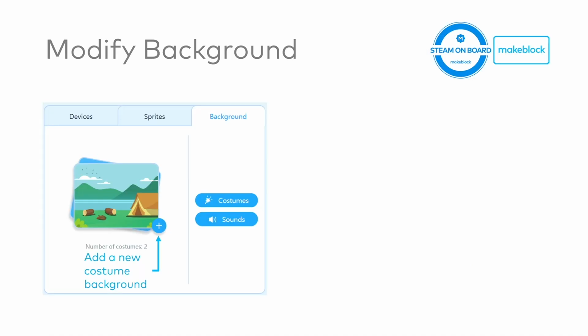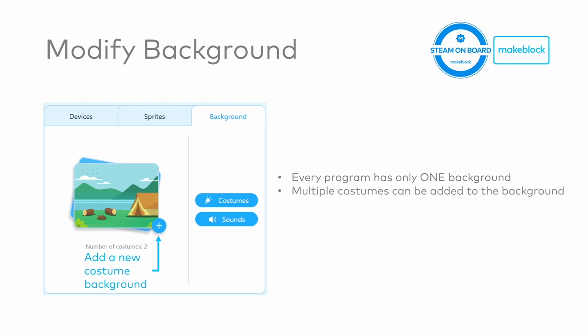The next step would be how do we modify the backgrounds. So in every program in mBlock, there is only one background. But like what we said, you can add multiple costumes to the background. And these costumes for background are actually called backdrops.